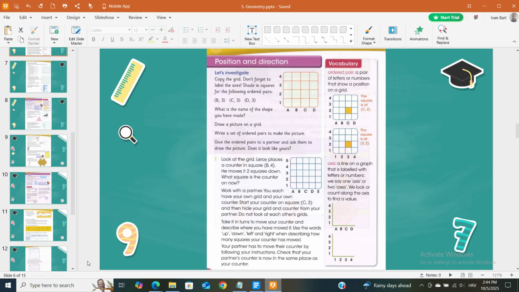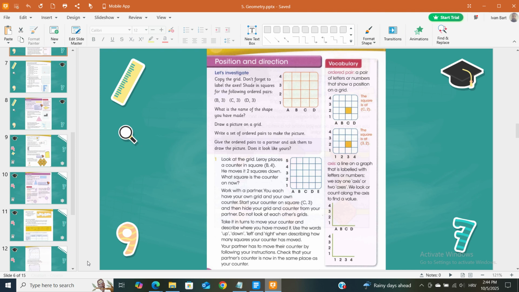Position and direction. Let's investigate. Copy the grid. Don't forget to label the axes. Shade the squares (A, 3), (B, 3), (C, 3), (D, 3). What is the name of the shape you have made?